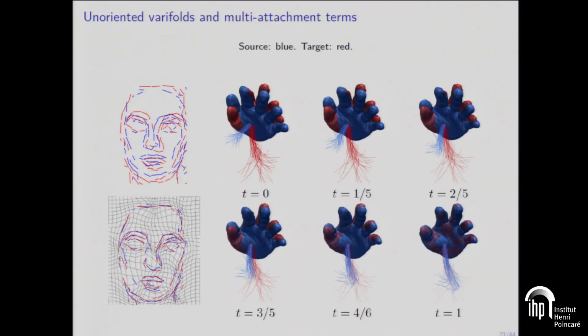An example to illustrate unoriented varifolds. So they were introduced to deal with white matter bundles when it's hard to define a consistent orientation of the fibers. And you have here two faces that are unions of small disjoint segments, so it would be very hard to orient them consistently. And so if you use an unoriented varifold metric, you can perform a very nice alignment of the two shapes.